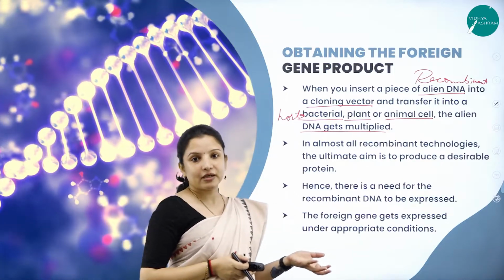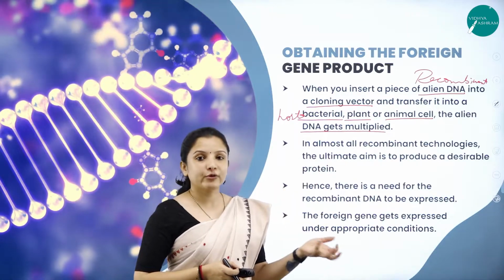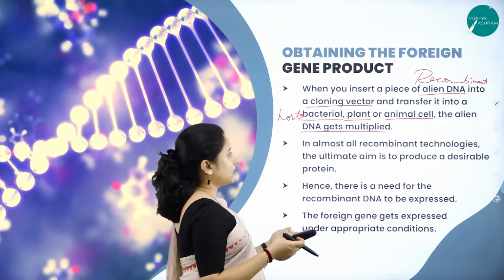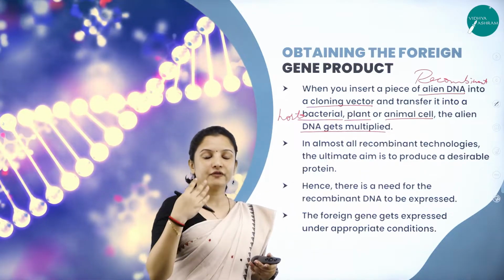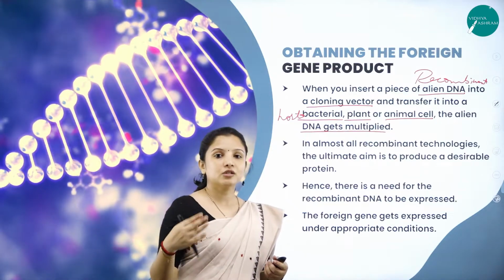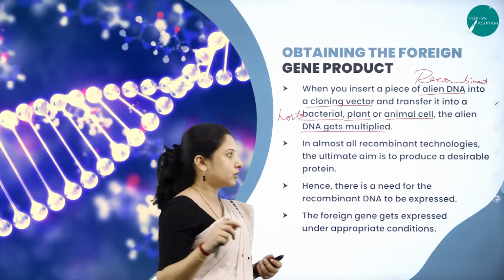Because why will they get multiplied? Obviously, these bacteria tend to grow inside the host as well. So, they get multiplied. When they get multiplied, what happens? The number of recombinant DNAs also gets multiplied. So, that is how the foreign gene product gets multiplied in the host organism.